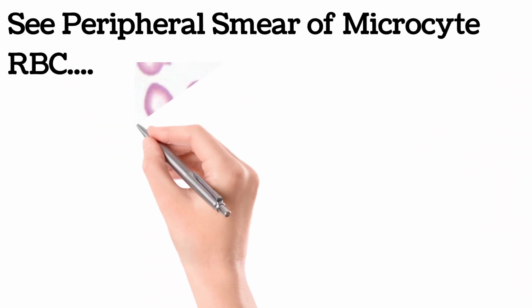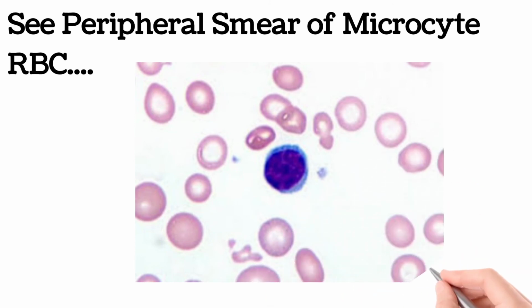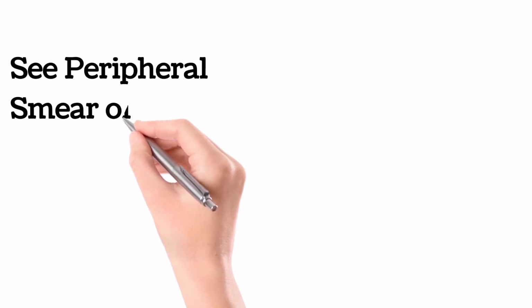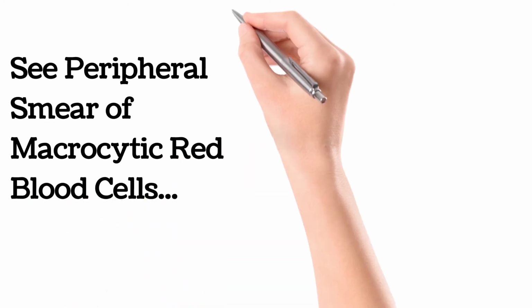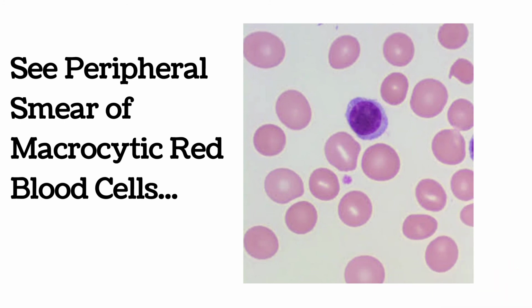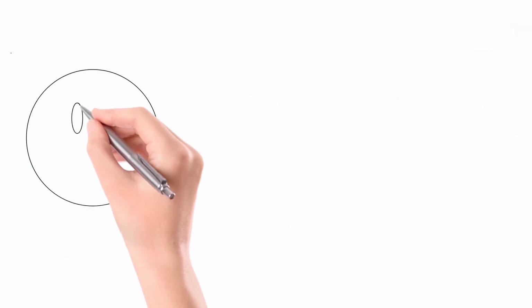Now I will show you a peripheral smear of microcytic RBC. This is the microcytic RBC. The size is less. Okay. This particular peripheral blood smear shows you a macrocytic red blood cell. Here you can see that the size of red blood cell is large as compared to lymphocyte. So in this way, the size of red blood cell has to be interpreted.